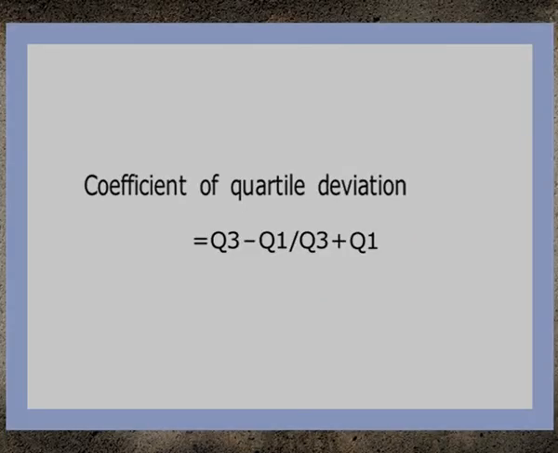The relative measure corresponding to this measure is called the coefficient of quartile deviation and is calculated as follows. Coefficient of quartile deviation is equal to Q3 minus Q1 divided by Q3 plus Q1. Coefficient of quartile deviation can be used to compare the degree of variation in different distributions.